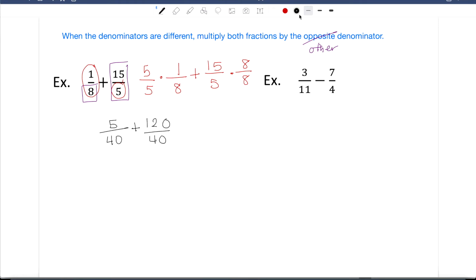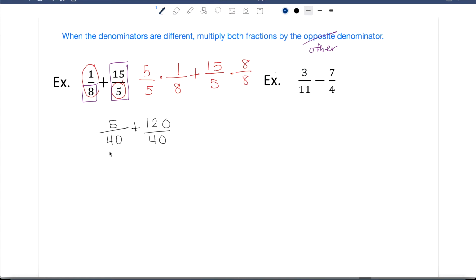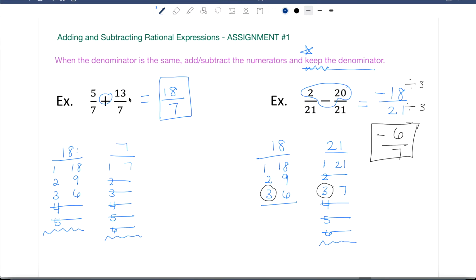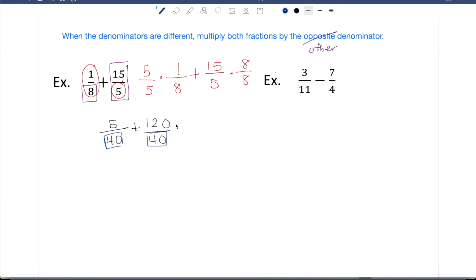And now, if you look, we have the same denominator. So what do you do when the denominator is exactly the same? That brings us back to the first rule. When a denominator is the same, you just add and subtract the numerators and you keep the denominator. So then I just add the numerator. 5 plus 120 is 125, and you keep the denominator.